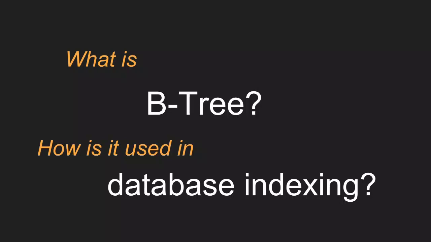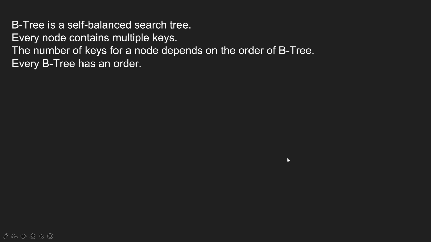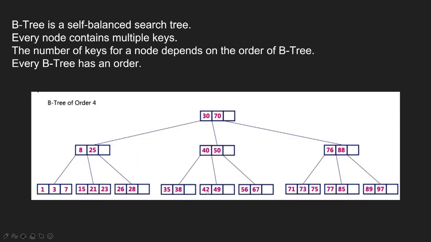Hi, today we will talk about what is B-tree and how is it used in database indexing. Let's see an example. A B-tree is a self-balanced search tree, and every node contains multiple keys.